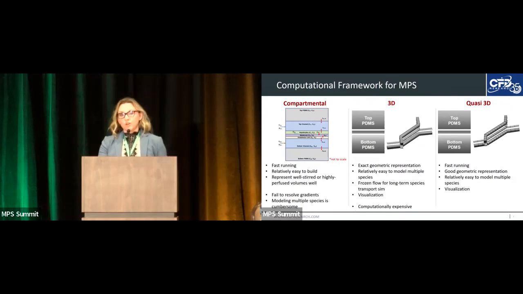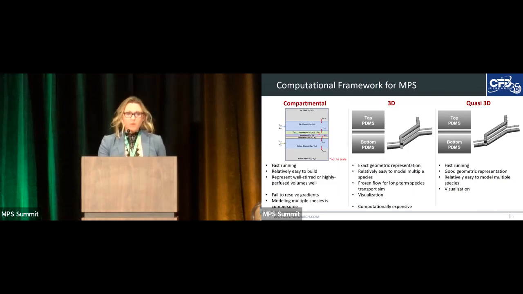So when we start this, we have to develop computational frameworks for the microphysiological systems. The way we do this is we start by replicating the geometry. There are typically two different approaches. Compartmental modeling is very commonly used in PBPK modeling because it's very nice for representing well-stirred compartments. They're very fast running and relatively easy to build. However, these models have their shortcomings: they can't resolve the spatial gradients, and modeling multiple species becomes really cumbersome.